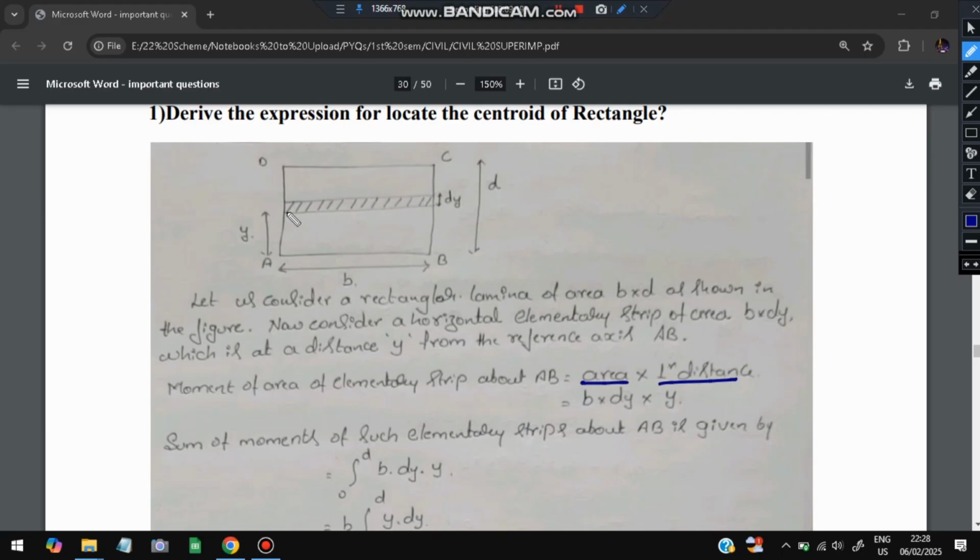Area is nothing but width into height, that will be equal to b into dy. Multiplied by the perpendicular distance, that is y. With respect to AB we are taking the moment of the strip, so the perpendicular distance is y here. Multiplying, we get the moment of the strip about AB.